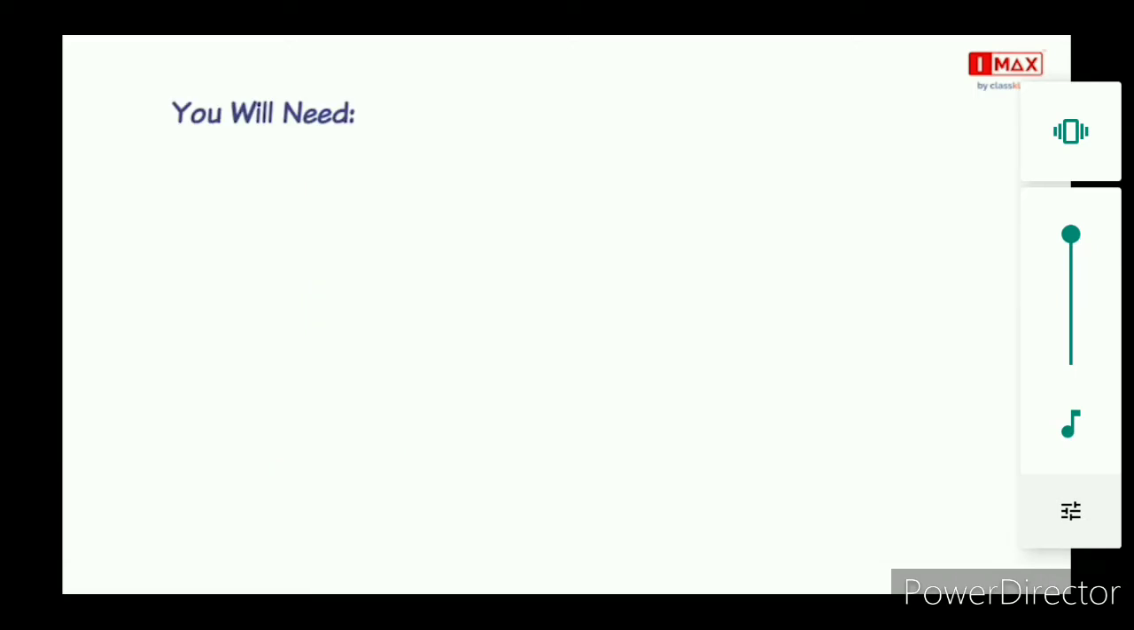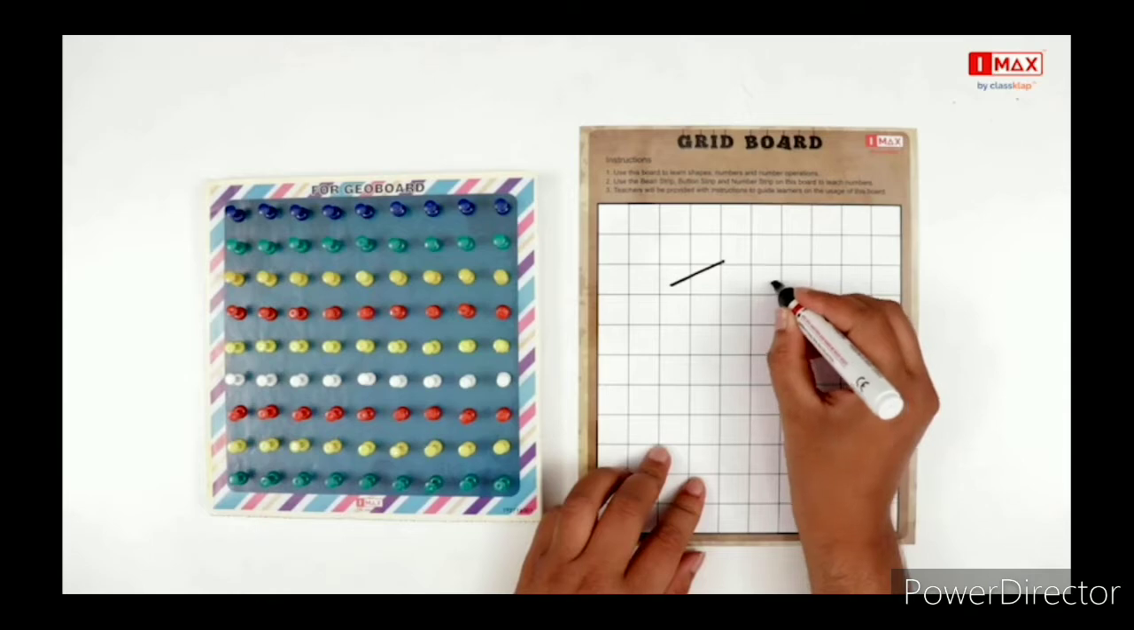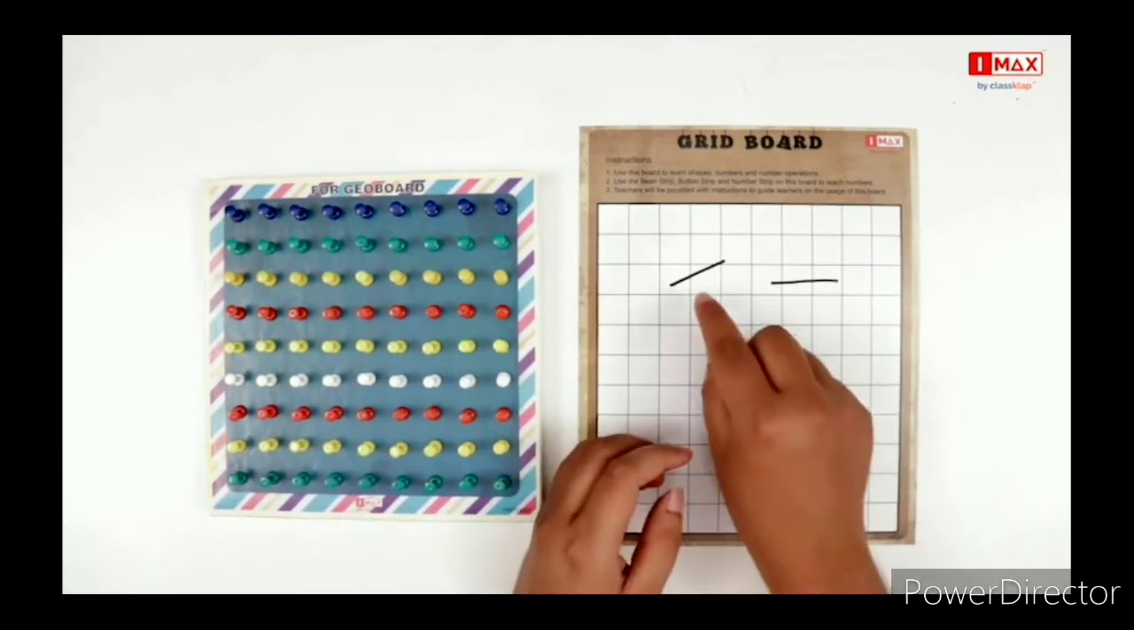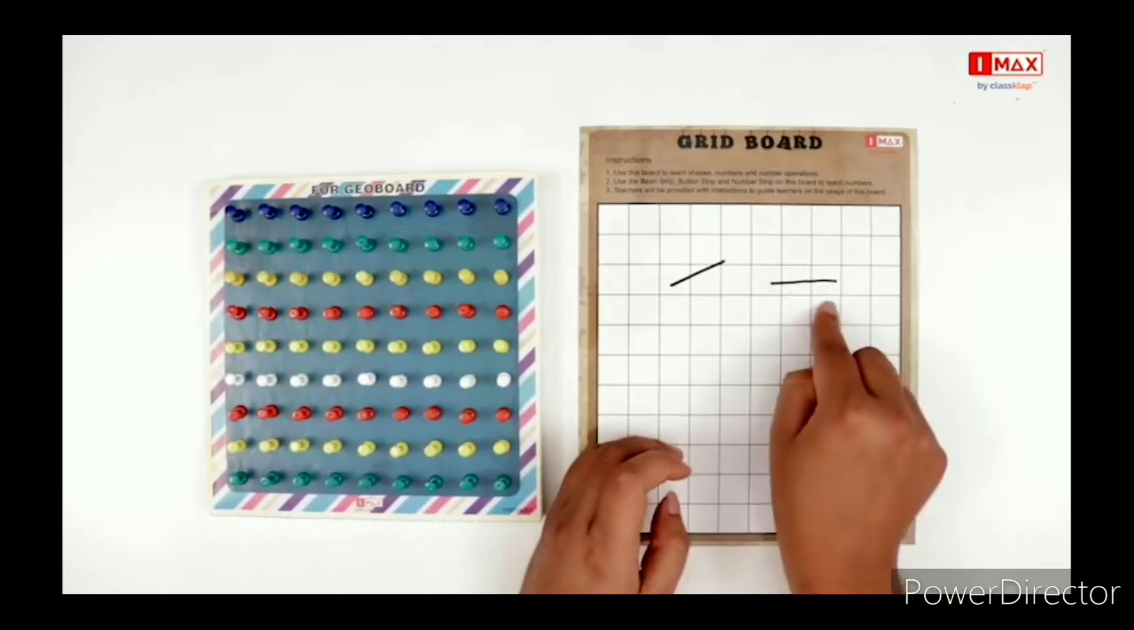In this video, you will need IMAX Geoboard and IMAX Gridboard. Do you identify what these are? What is this called? And what is this called? Well, these two are called lines. So this is one line and this is another line.